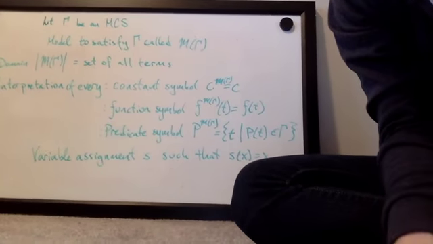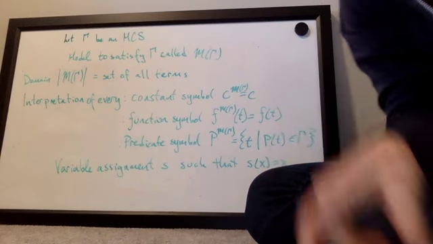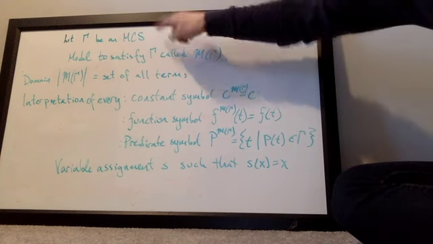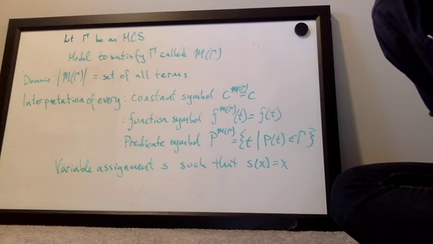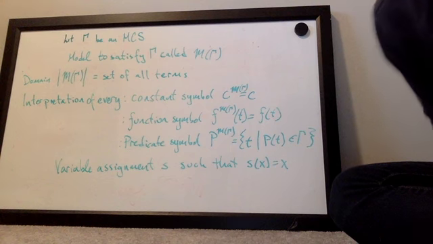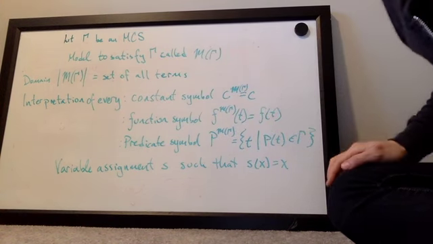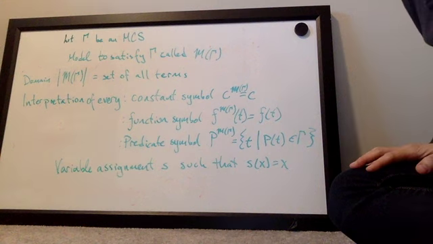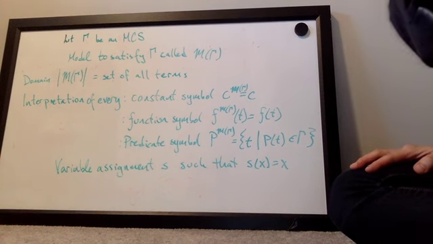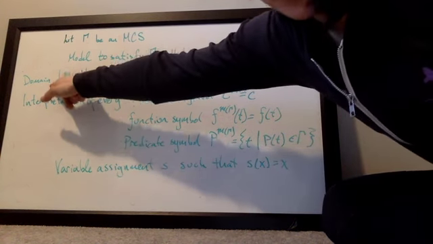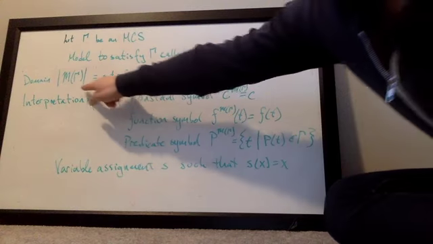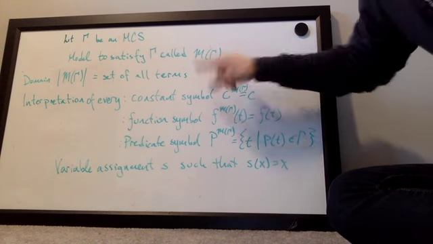Okay, so we have started out with a maximal consistent set. We're going to call this gamma. And then we're going to try and come up with a model that's going to satisfy gamma, and we are going to call this model M gamma. In order to define this model, we have to give a domain. The domain of M gamma is going to be the set of all terms.